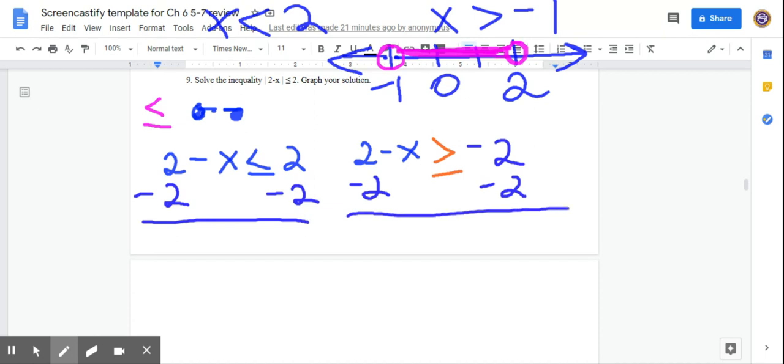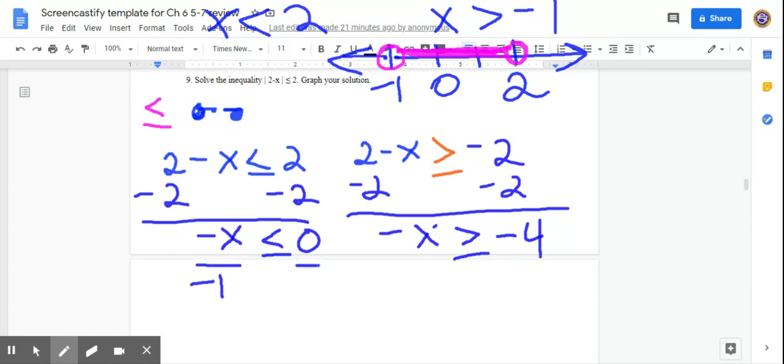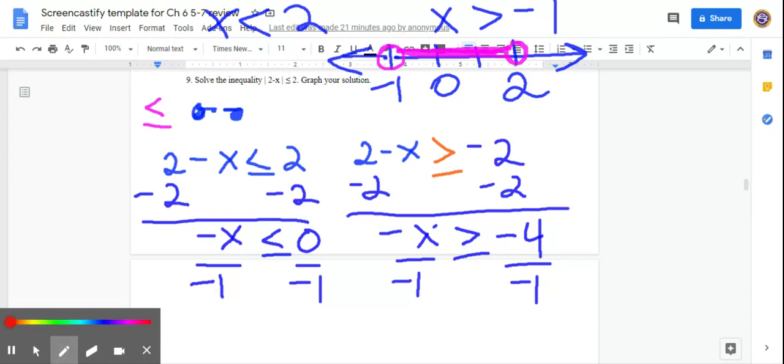And we're going to get, don't forget that negative in front of that x. Negative x is less than or equal to 0. Negative x is greater than or equal to negative 4. Well, x is not by itself, so we have to divide by negative 1 to make it positive. So now we have to divide by negative 1. As soon as I put down that negative 1, ding, ding, ding, I have to remember to flip the inequality. Do it right as soon as you put that negative down.